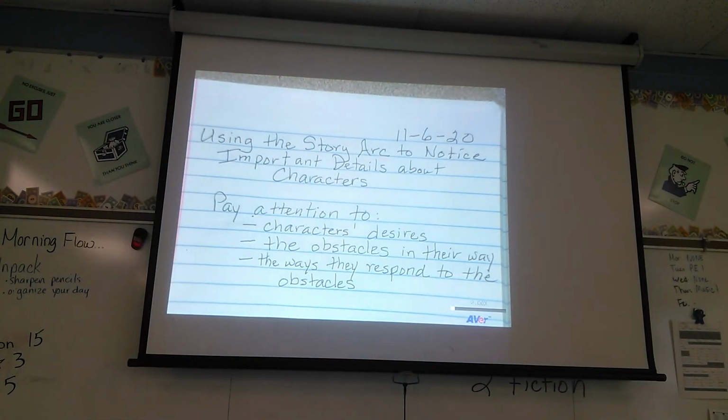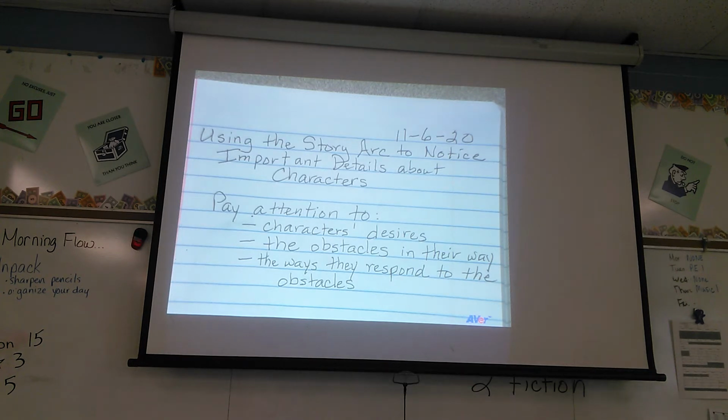So we know we've learned about elements of story. We've reviewed some of the ones that we learned from last year. And now we're going to be looking at specifically how we can use the elements of story to help us to interpret the character. And so there are certain things that we pay attention to.